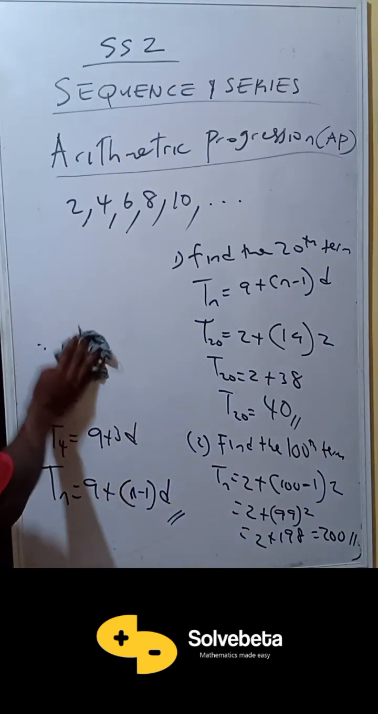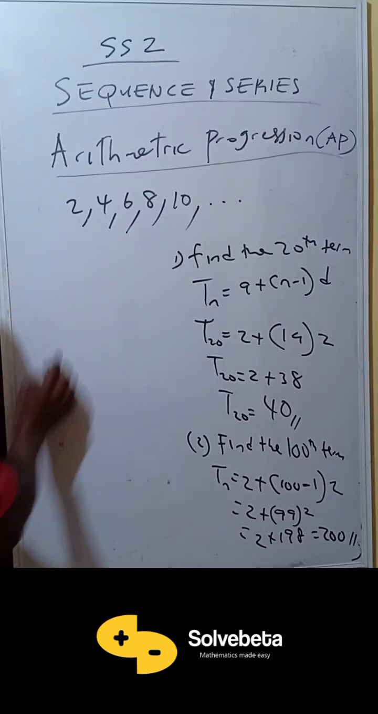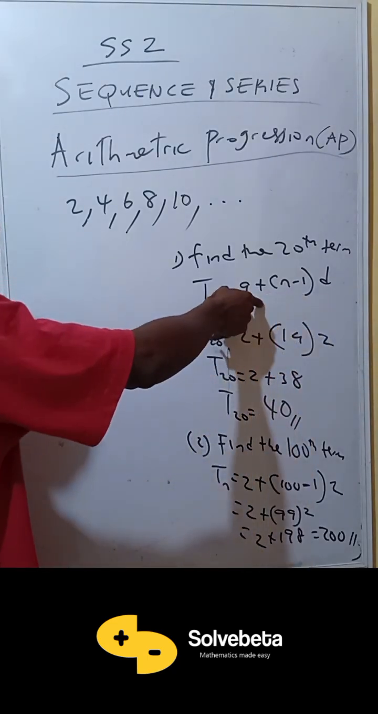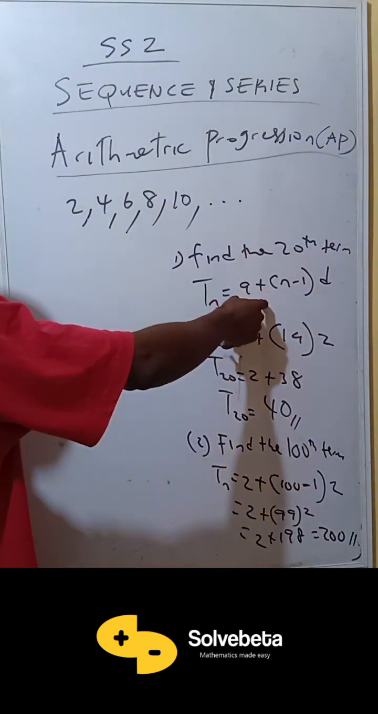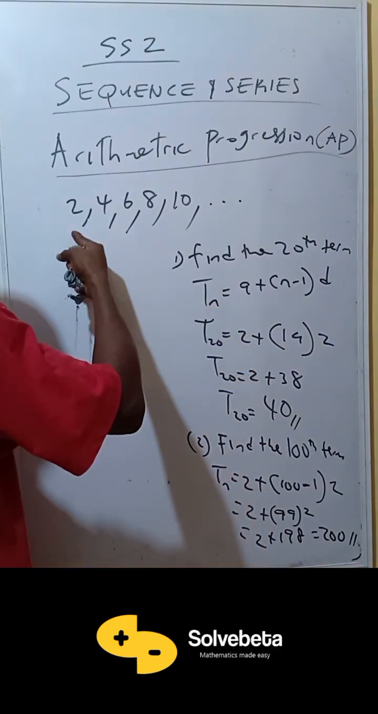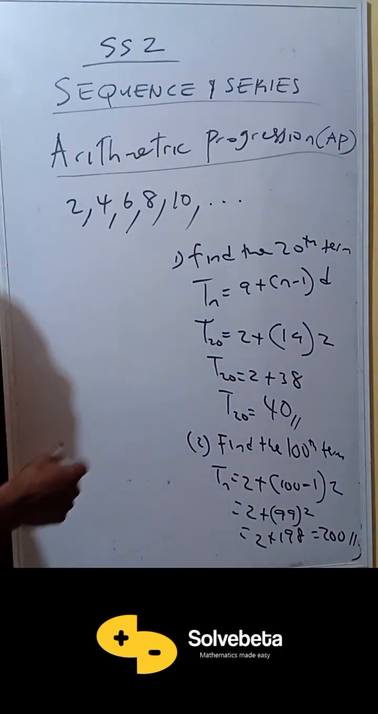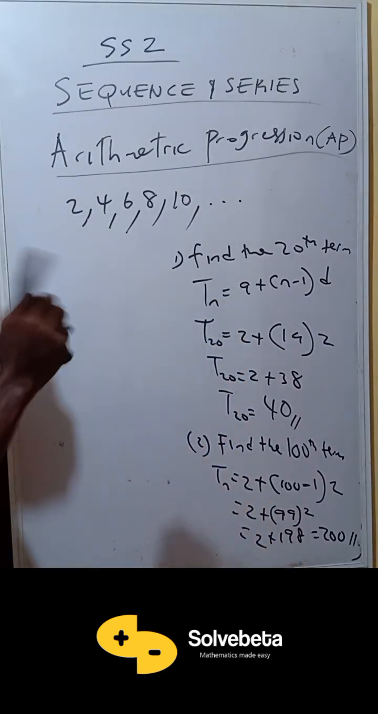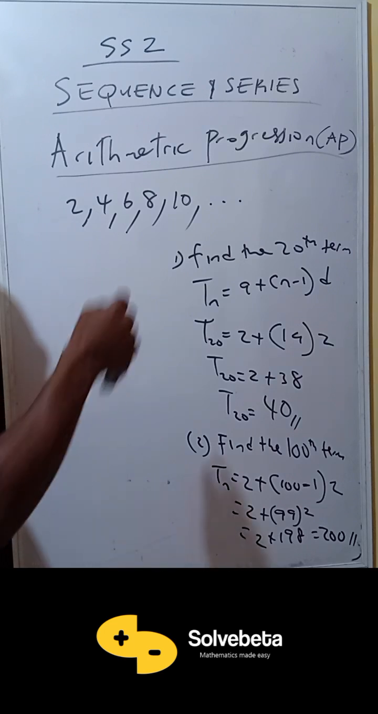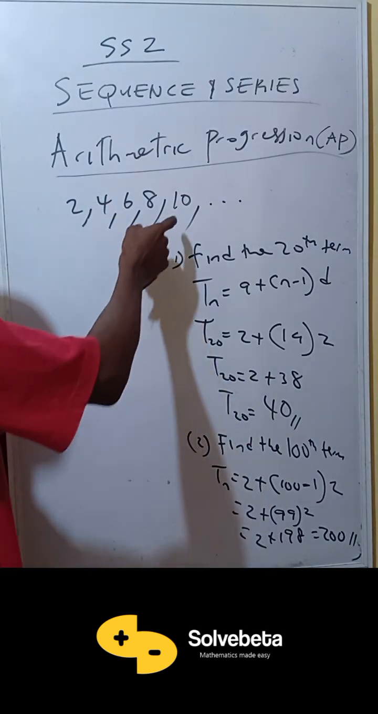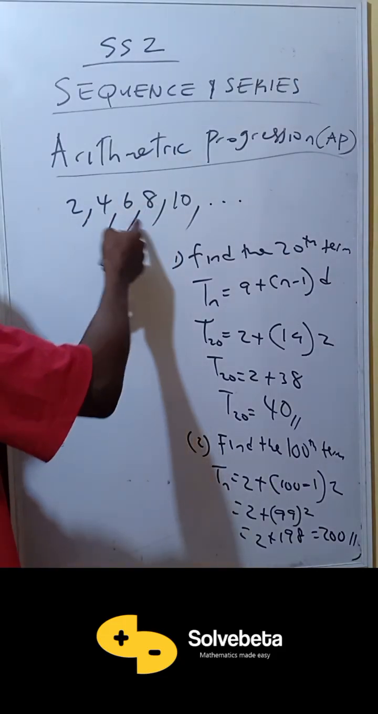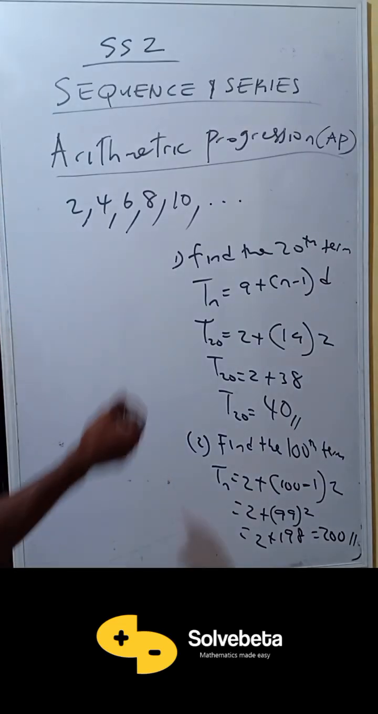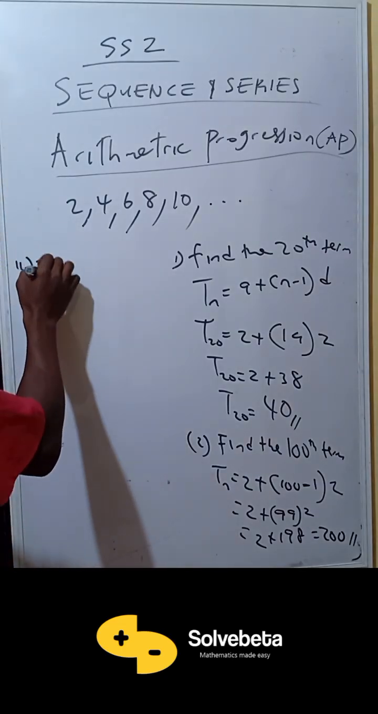Let me rub this off. The nth term is that formula that gives us each of the terms of this specific sequence. It can tell us maybe the first term, the second term, the fourth term, any term of any arithmetic progression you are given. But the nth term is specific to this arithmetic progression. And let me show you how to get the nth term.